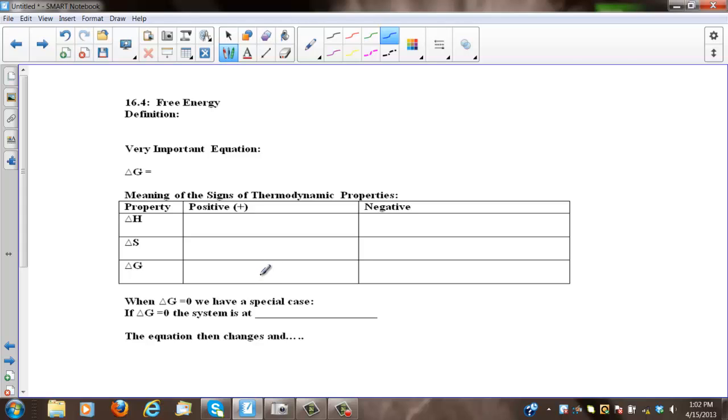What is free energy? Well, free energy is the amount of energy available to do work. Sometimes this is called Gibbs free energy, because that's the guy that discovered it. So this is the amount of energy available to do work.